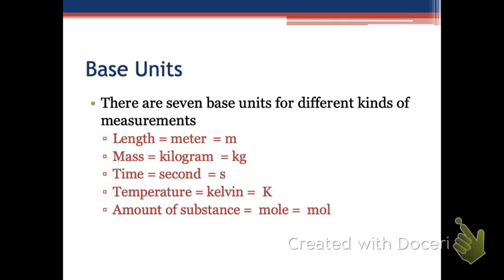Okay, last thing is called a mole. How many of you have heard of not an animal mole, but moles in scientific lingo? Okay. Not at all. A mole is actually an amount of substance.